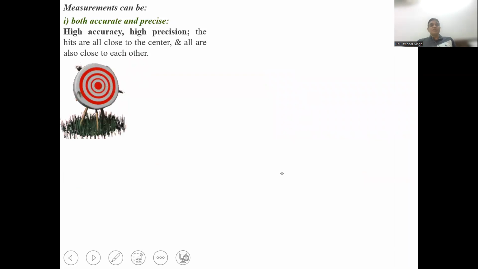Measurement can be... whatever we have just discussed, we will now compile those points. The measurements may be both accurate and precise. In that particular diagram, you can see all the hits are closer to the center. First hit, now the next hit, all the hits are closer to the center. All are close to each other. Means the result is highly accurate, highly precise result.